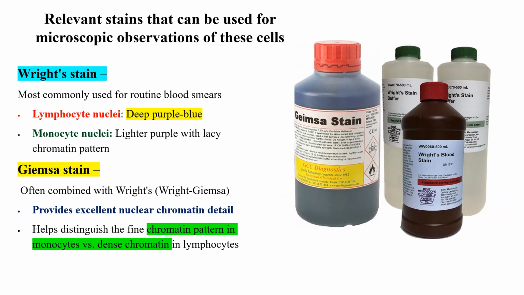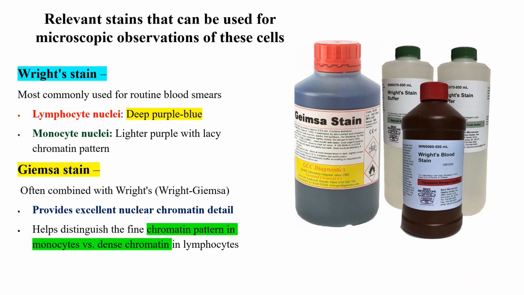To properly visualize these cells, we rely on specific staining techniques. Let me tell you about the two most important ones. Wright stain is the most commonly used method for routine blood smears in clinical laboratories. With Wright stain, lymphocyte nuclei appear as a deep purple-blue color, while monocyte nuclei show up as a light purple with the distinctive lace-like chromatin pattern I mentioned earlier.